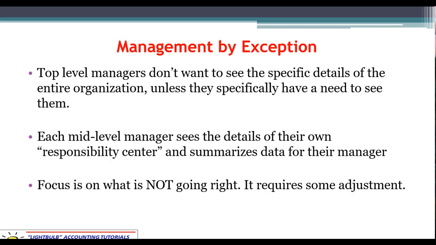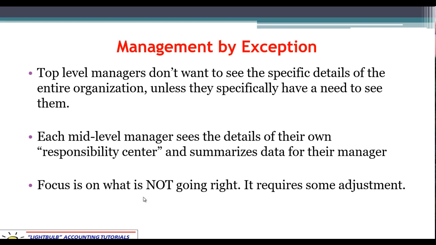Now, before we get into the details here, we have to talk about this concept of management by exception. What this basically means is that if you have, let's say, a larger company, you're going to have a top group of management, but they don't want to see the great details of every single area down the line. It's just too much to try to do anything with. They've delegated the authority to mid and lower level managers, and they're supposed to control their own areas and then just send a summary of the results upstream.